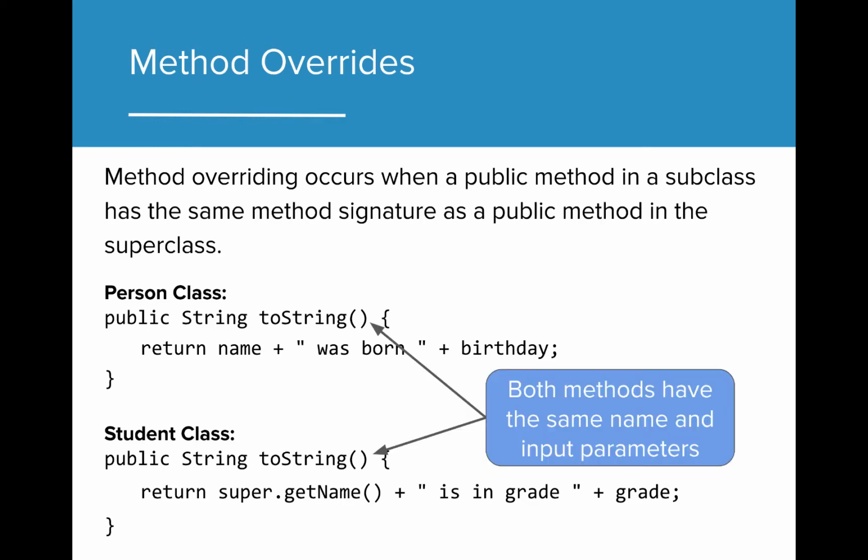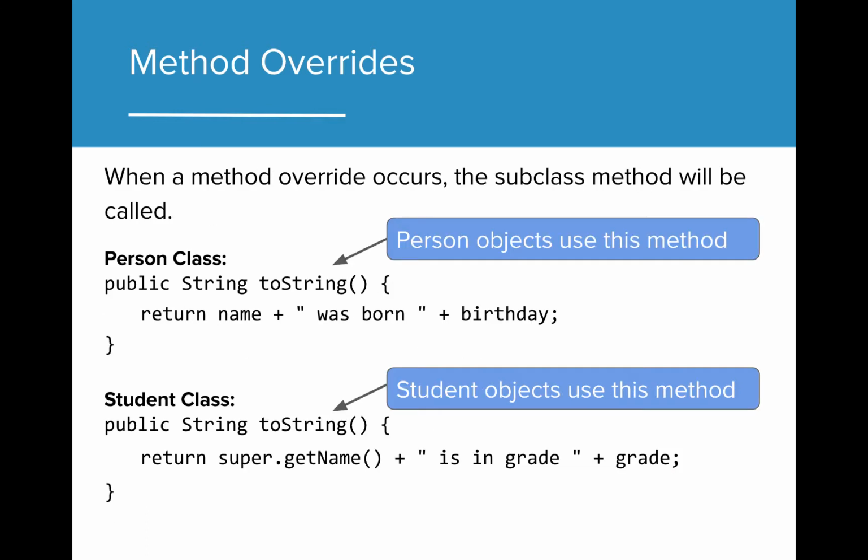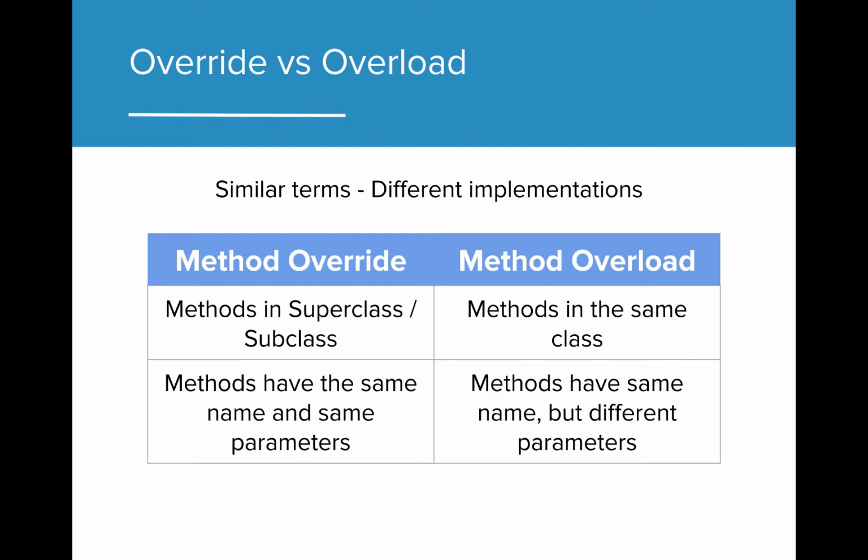In this example, both the person class and the student class have a toString method that doesn't take any input parameters. As a result, we can say that the student class toString method overrides the person class toString method. When the method override occurs, the subclass method will be called instead of the superclass method. In this example, any student object will use the student toString instead of a person toString. A person object will continue to use the person toString that exists. Earlier in the year, we looked at the idea of a method overload. Method overrides sound similar, but have a different purpose and a different implementation.